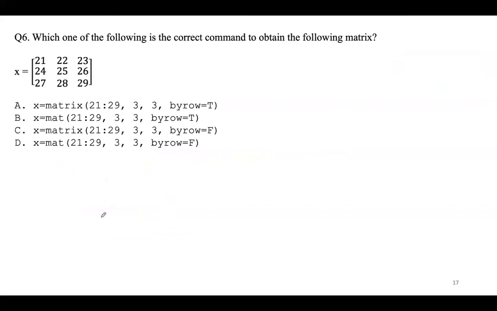This should be simple. So what command are you going to write to get this matrix? So the differences are whether you have written matrix or mat, and whether by row is true or false. Right? So you have to write full matrix, and yeah, so it's this one. Okay.